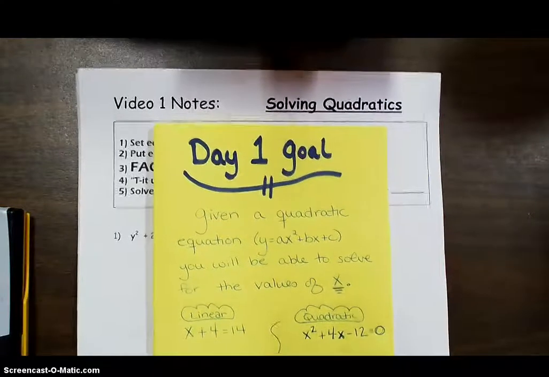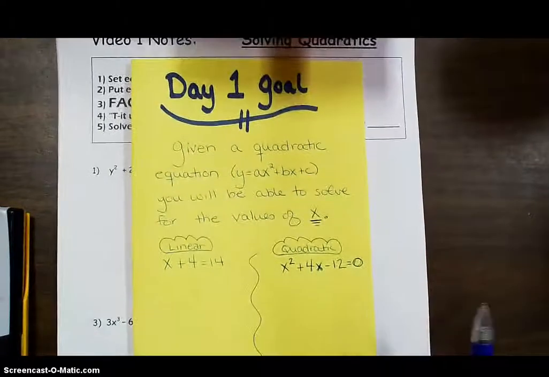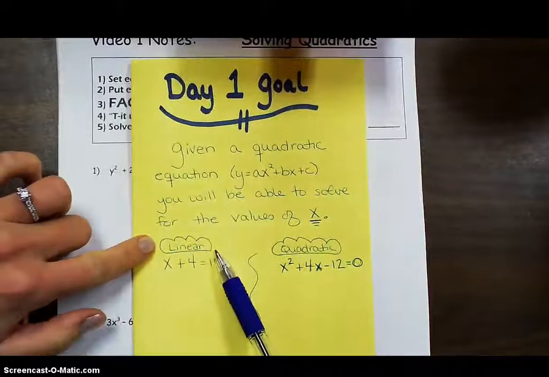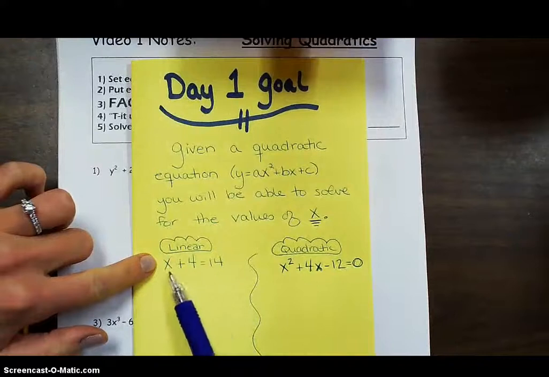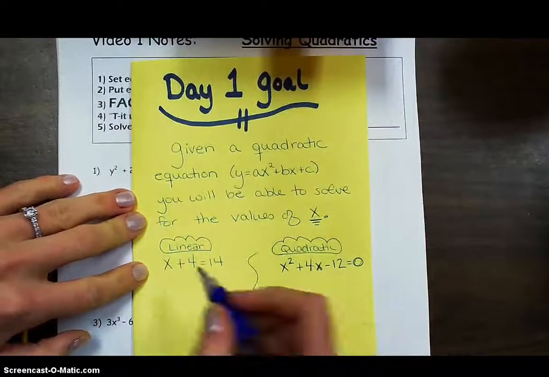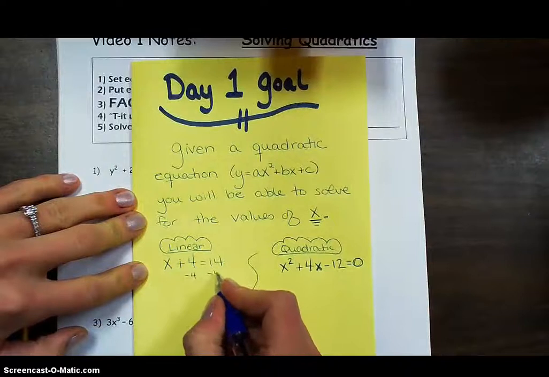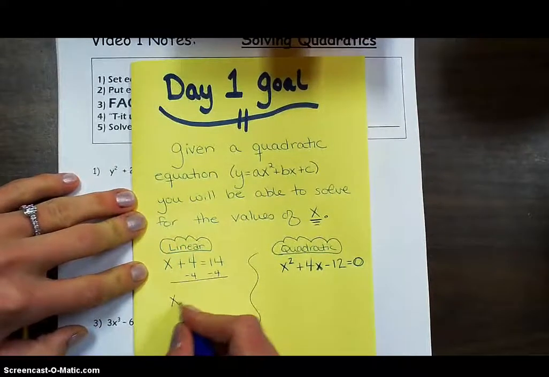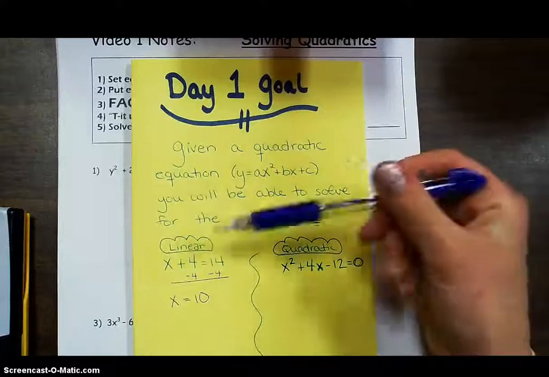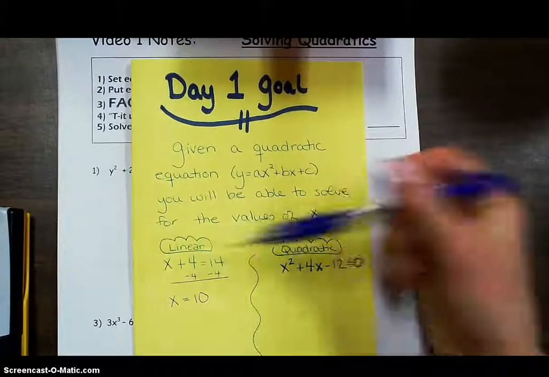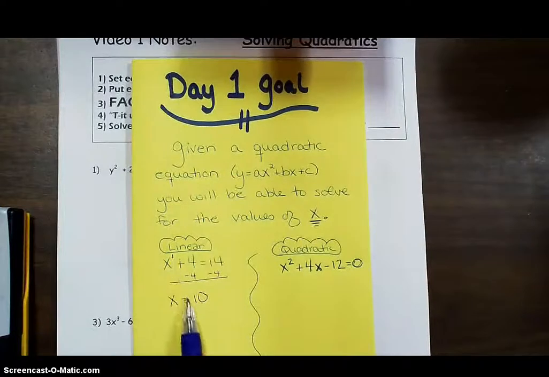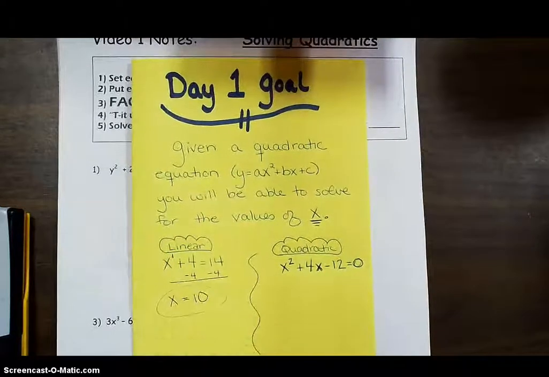All right, ladies and gentlemen, what I'd like to do here is just give you a little bit of a review. So this entire school year, we have been working with linear equations. So x plus 4 equals 14. So how would you solve this? Well, we would just transpose the 4, and we would get x to be equal to 10. That would be our solution. Now, in linear equations, x is always raised to the first power. And when x is raised to the first power, you get a single answer.